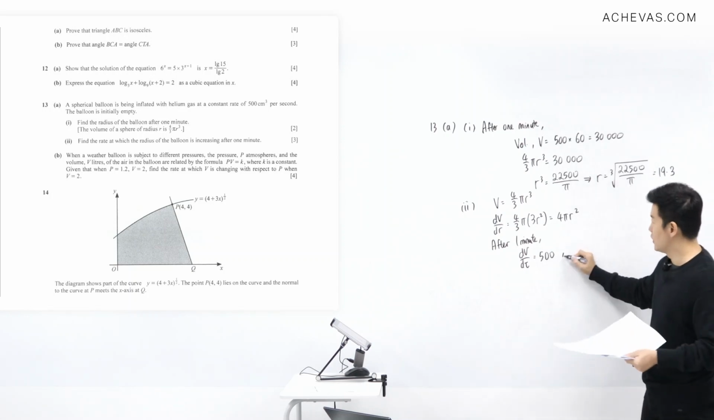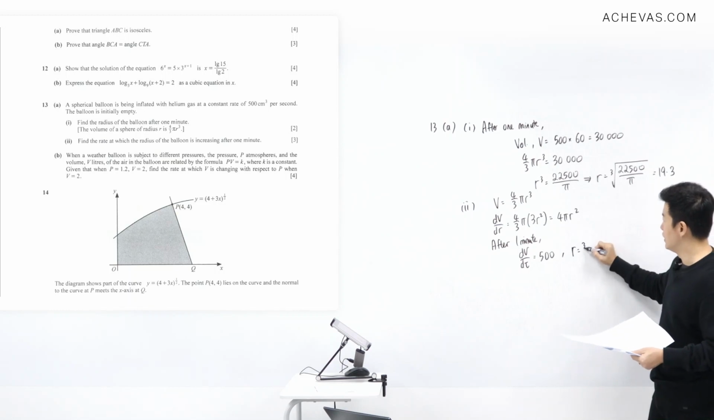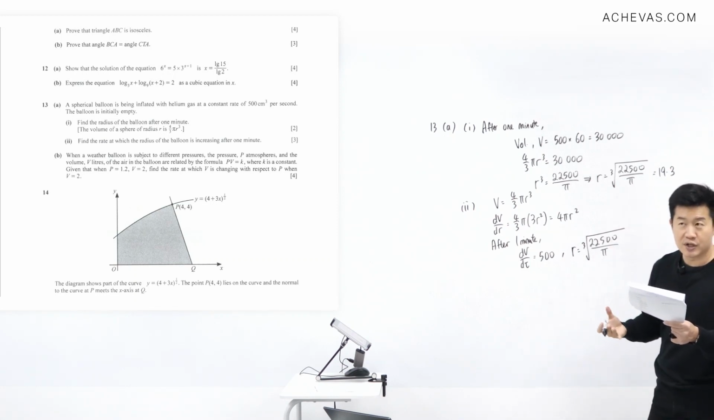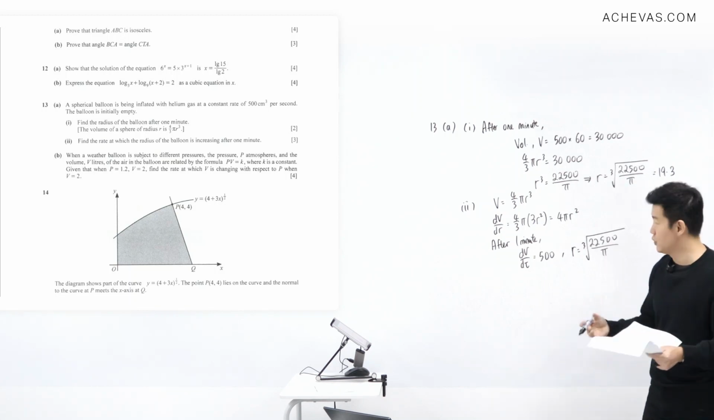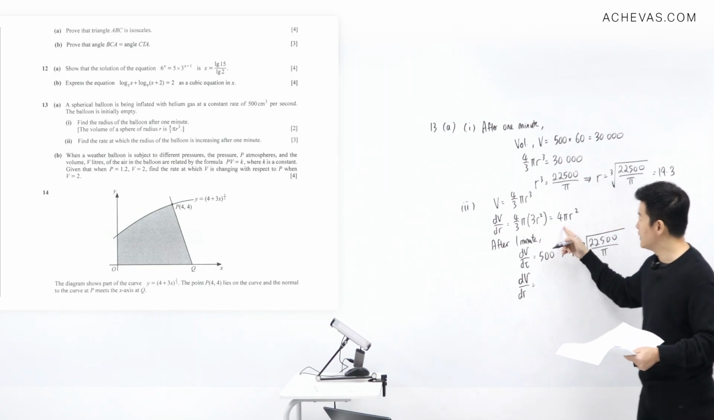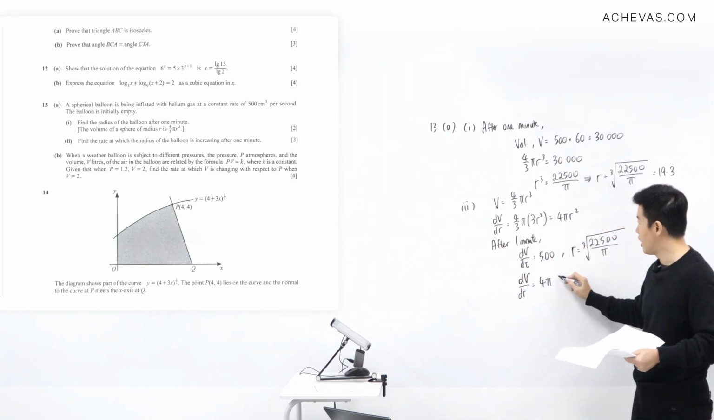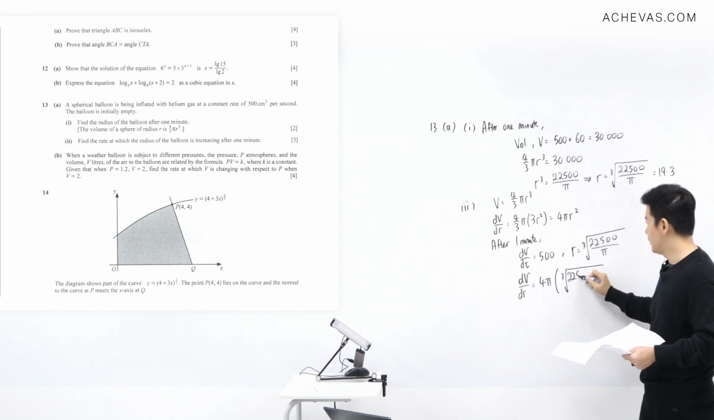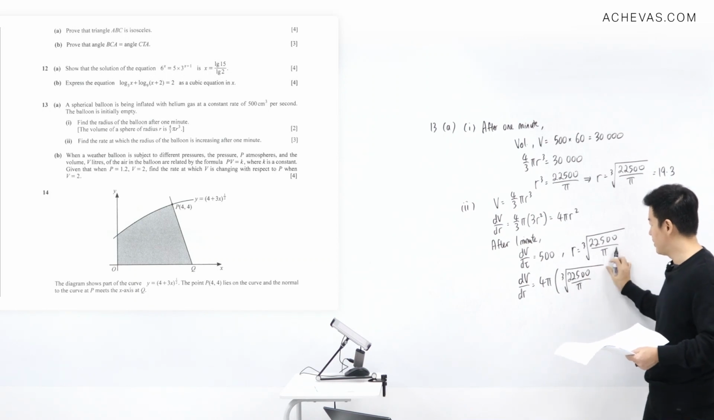After 1 minute, we know the radius is equal to the cube root of 22500 divided by pi. And if I were to quote the rate of change equation, it will involve dV dr also. Let's find the value of dV dr first. dV dr is going to be equal to 4 pi r squared. So it's going to be the cube root of 22500 over pi, this squared.